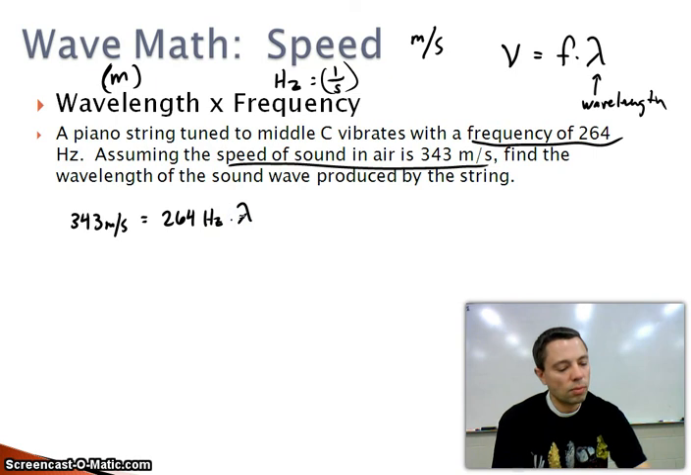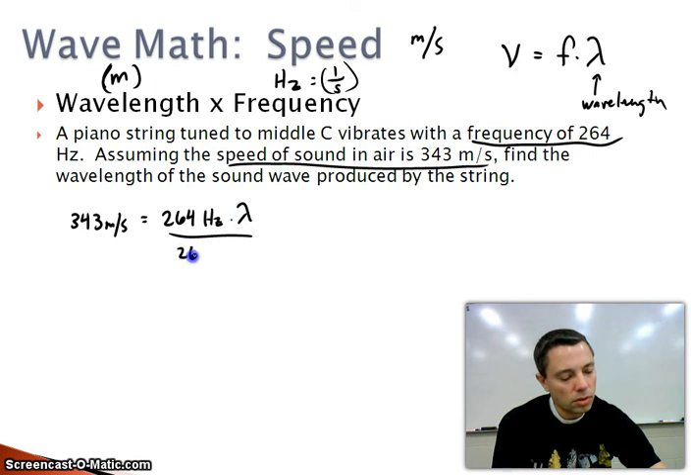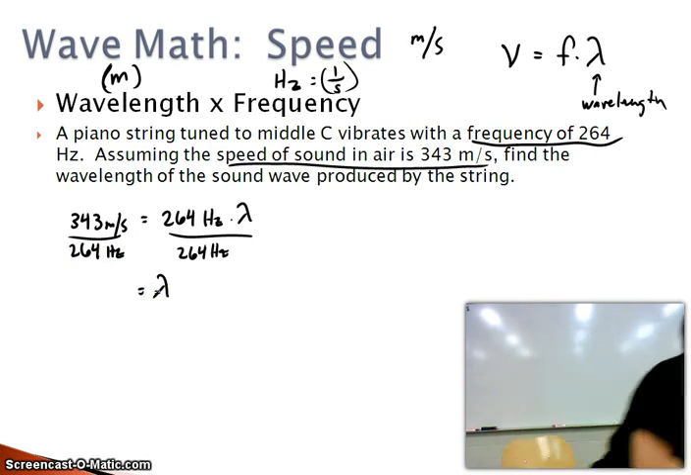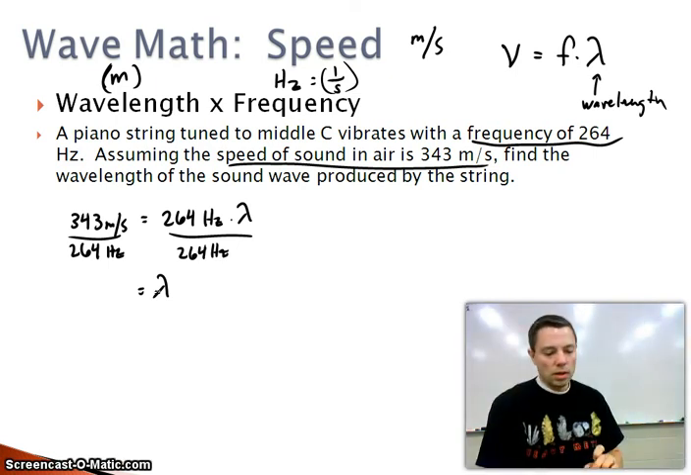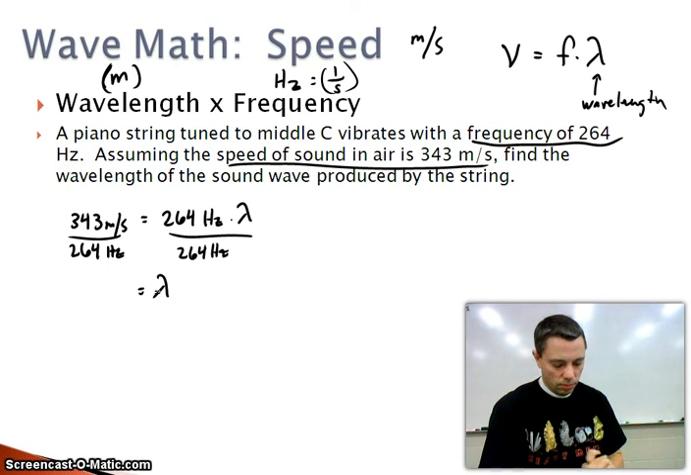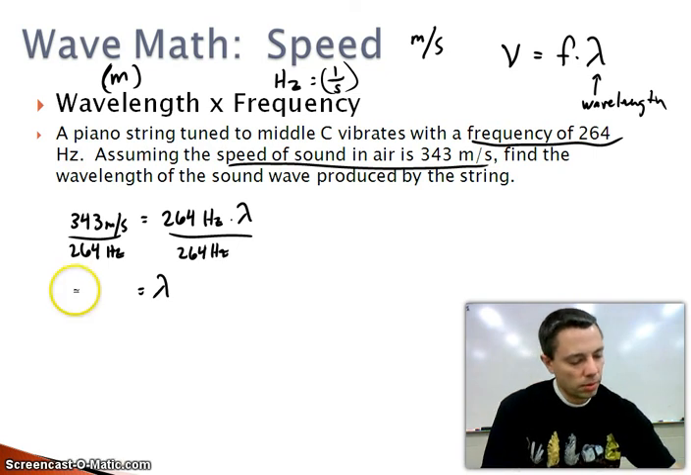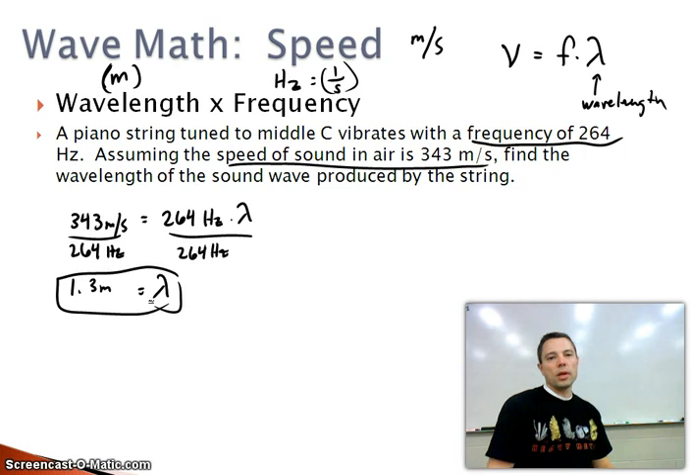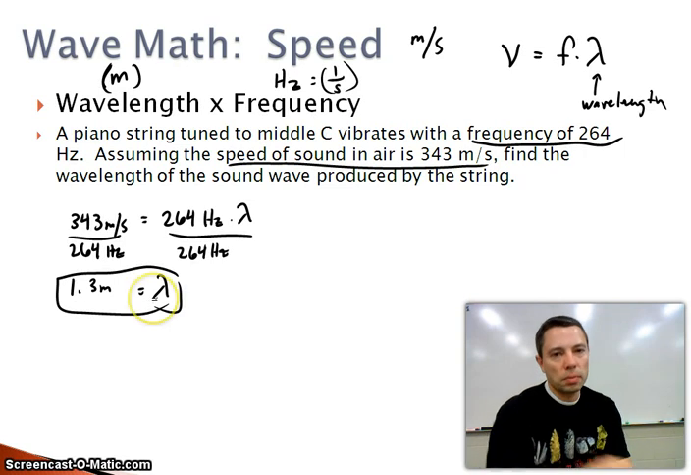Okay, so it's pretty straightforward. All we have to do is divide by 264 hertz, and we would then end up with a wavelength. Let me grab my calculator. And so our 343 divided by 264 is like 1.3 meters. All right. Pretty straightforward problem, okay? And they're not very hard when we look at something like that.